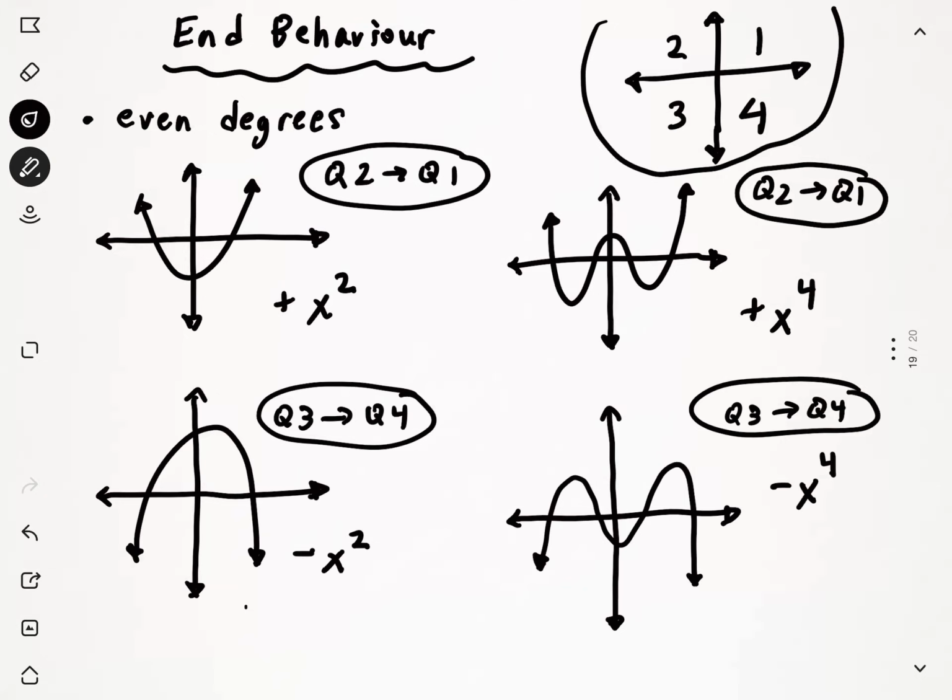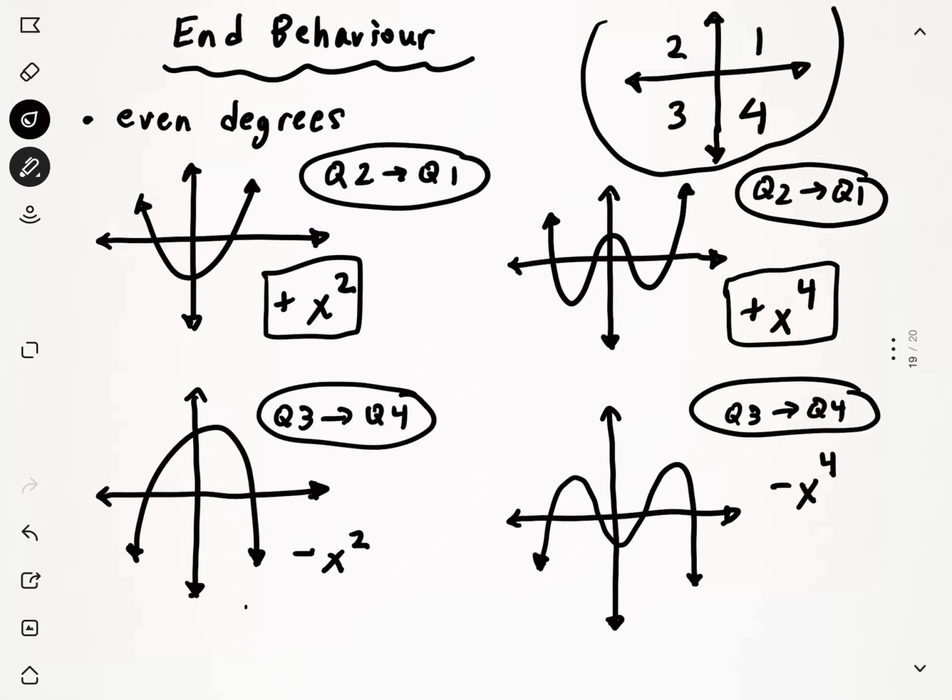So I've broken them up into even and odd degrees. So you can see the top 2 graphs that I have here are positive even degrees, a positive x squared, and a positive x to the 4. You can see with those ones, they begin in quadrant 2 and they end in quadrant 1, and that is the end behavior. You can use symbols and quadrant numbers. You don't have to write out in words. And then similarly, if you look at the negative even ones, negative x squared, negative x to the 4, you can see that they begin on the left in quadrant 3 and end in quadrant 4.